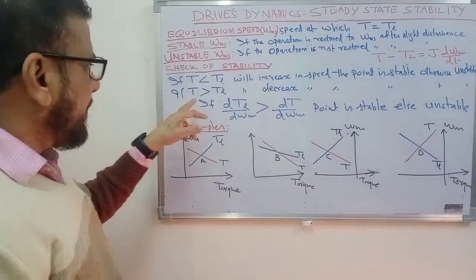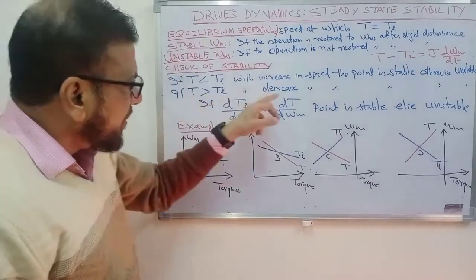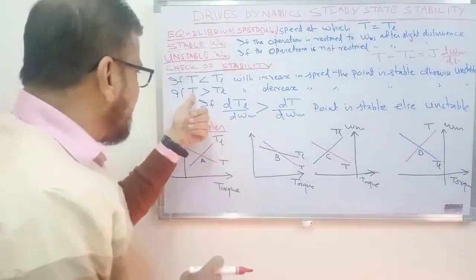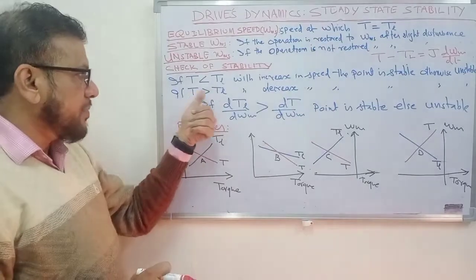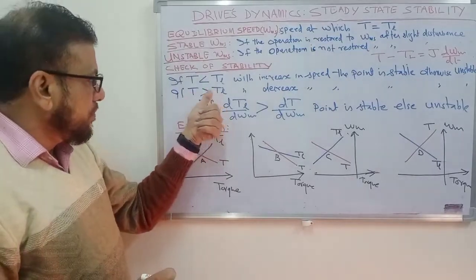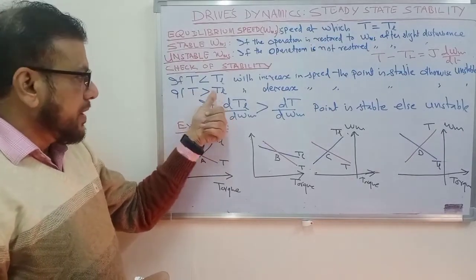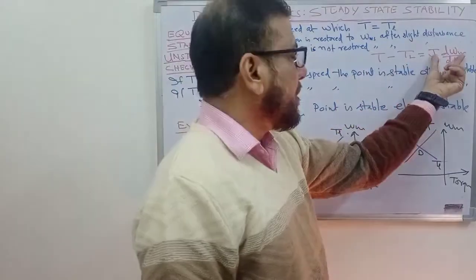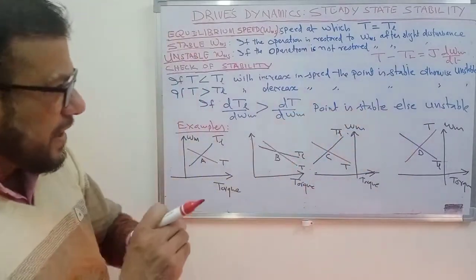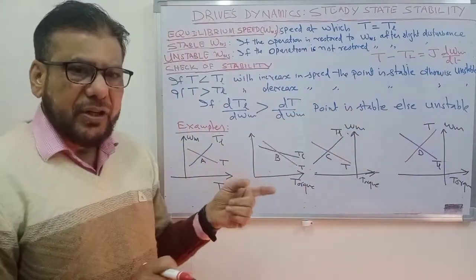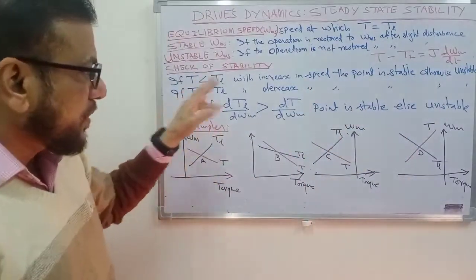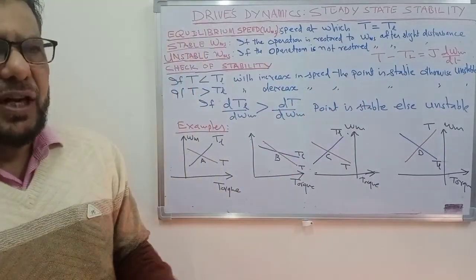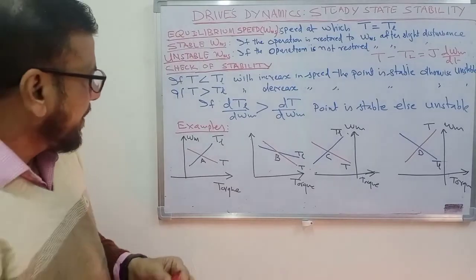Or if the speed decreases due to some reason, then if the driving torque, that is the motor torque, becomes more than the load torque, then the speed will increase. This term will become positive, speed will increase and the original speed will again be restored. So you can say that the point is stable operating point, otherwise it is unstable operating point.